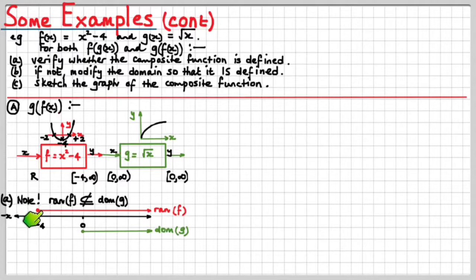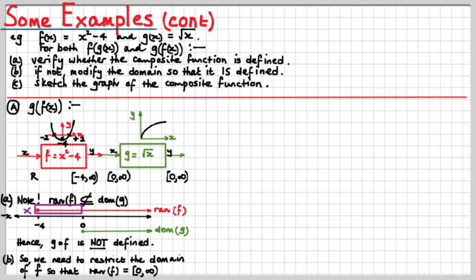You see, there is the range of f going from minus 4 up, including the minus 4. There's the domain of g from 0 up, including the 0. So you can see there's a bit of this red line which is outside the green line. So this is no good. Yes, that's the problem, that area there. So we know that g of f is not defined in its present form. So now the task for us is to modify the domain so that it is defined, okay?